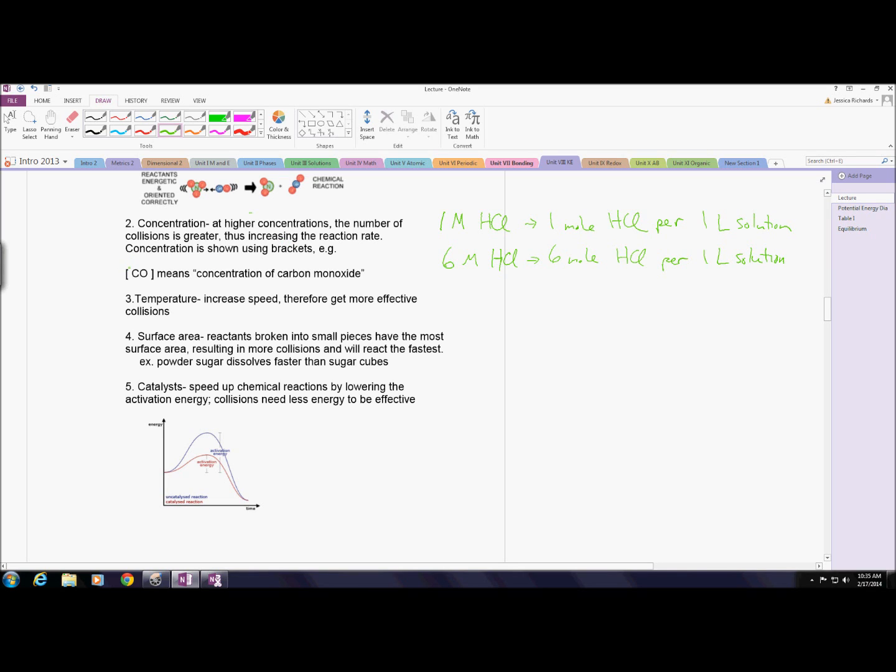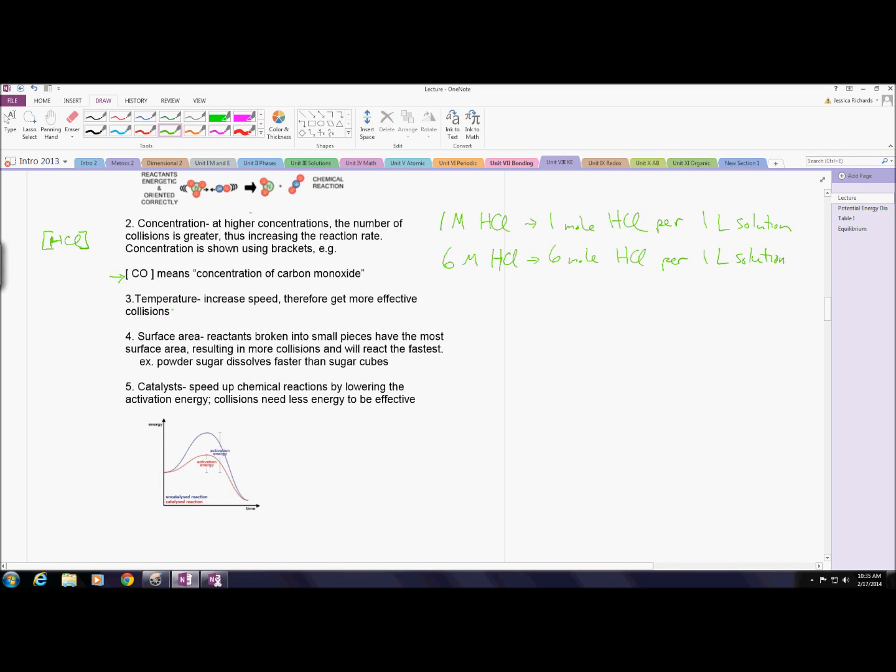In chemistry we have shorthand all of the time, and one of the things I want you to watch out for are the square brackets. If I have something and it says square brackets HCl, that means the concentration of HCl. Square brackets, concentration, it's just one of the shorthands you should know.